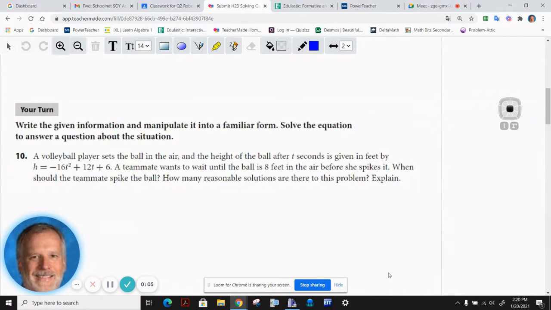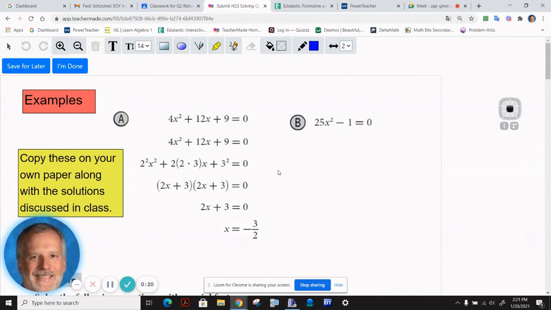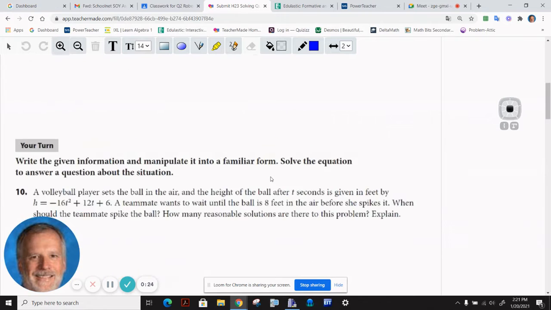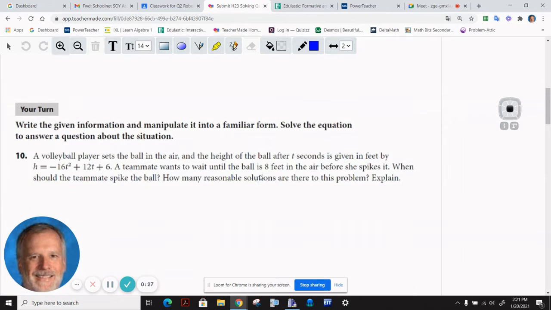Yesterday, we talked about solving quadratic equations, and there were some special quadratics where it was either a difference of squares or a perfect binomial square. We looked at four problems found on this worksheet, H23, and we worked A and B and 8 and 9. So we did that yesterday on Tuesday, and you'll find that in Tuesday's notes and on Tuesday's video.